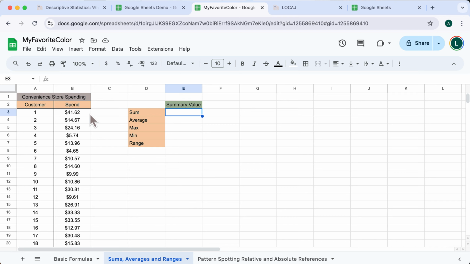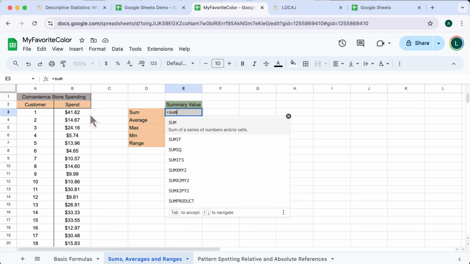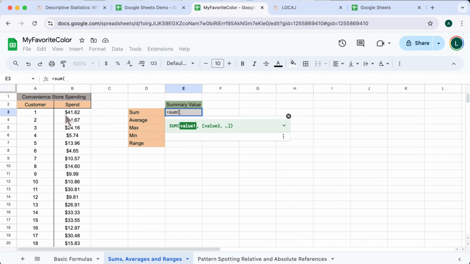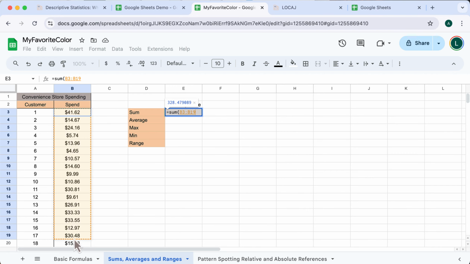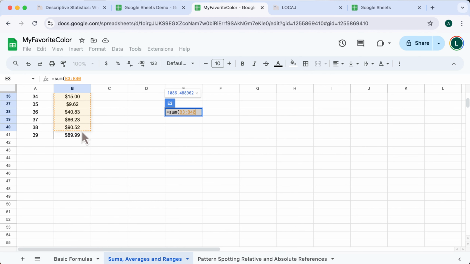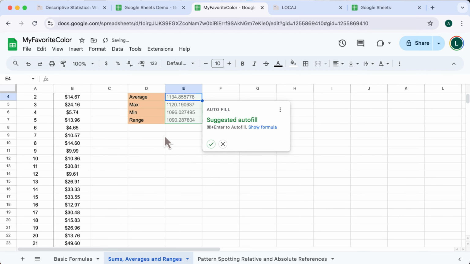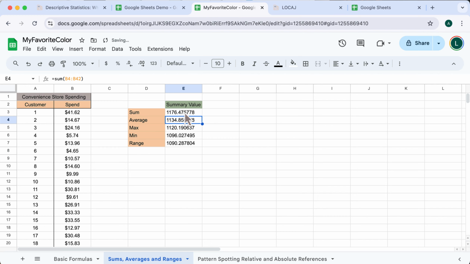And one way I can do this, and I've purposely left the formatting here where it's not going to be so pretty up front. We'll see how to modify that. I'm going to enter equals sum. And then for this time, I'm going to do it just so you see. I'm going to highlight down through all 39 of my customers, and that's B3 colon B41. And if I press enter, it's going to get me that value of how much money was spent, $1,176.